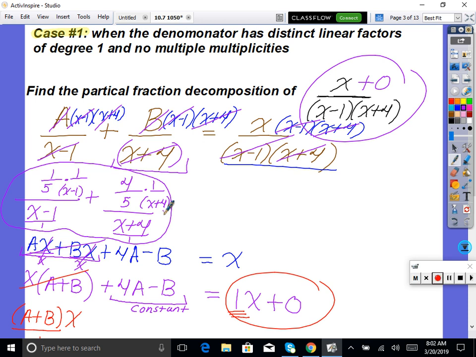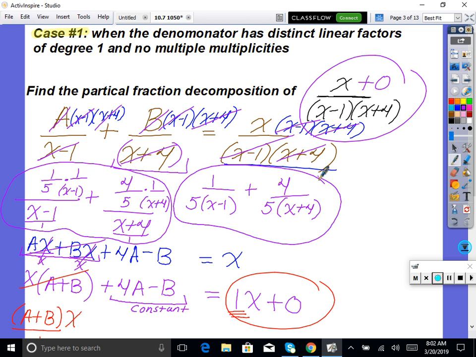So technically our final answer is 1 over 5 times x minus 1, times 1 over 5 times x plus 4, right? Do you guys want me to hurry and get a common denominator, combine like terms, and then show you that it really does end up here, or do you believe me? Yes.